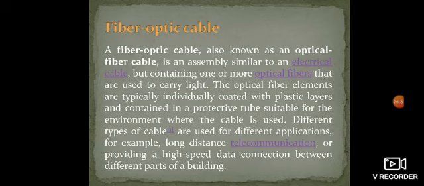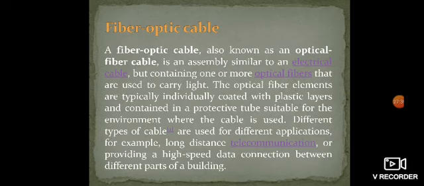So the fiber optic cable is also known as optical fiber cable, and it is similar to the electrical cable, but containing one or more optical fibers that are used to carry the light. Whenever we use twisted pair or waveguides, the speed of the data is going to be less. Why? Because in the fiber optic cable we carry the data in the form of light. Data carried in the form of light has a higher speed compared with electromagnetic waves. So we prefer the fiber optic cable for high speed data.